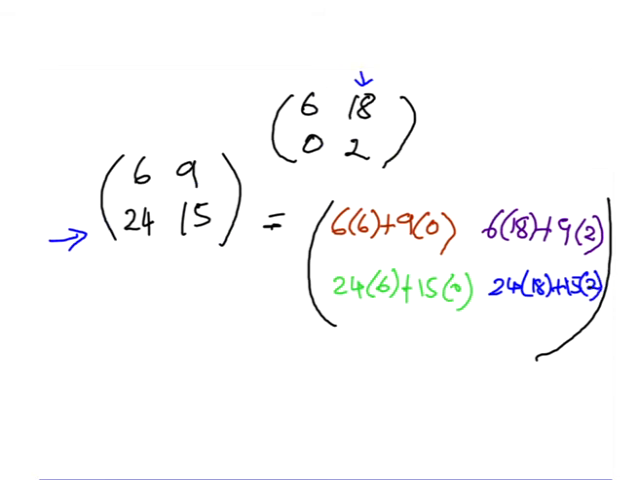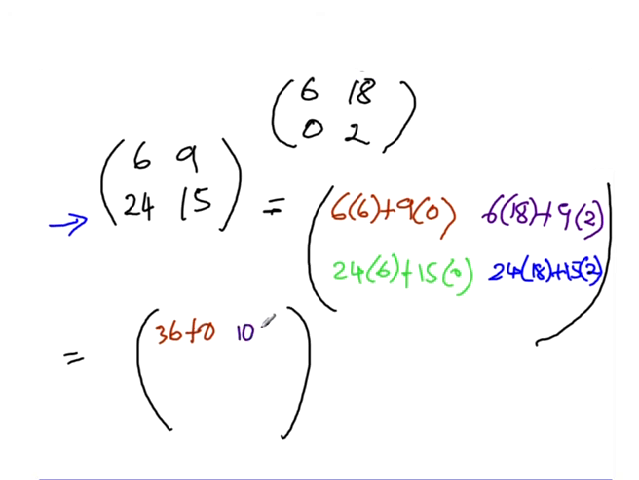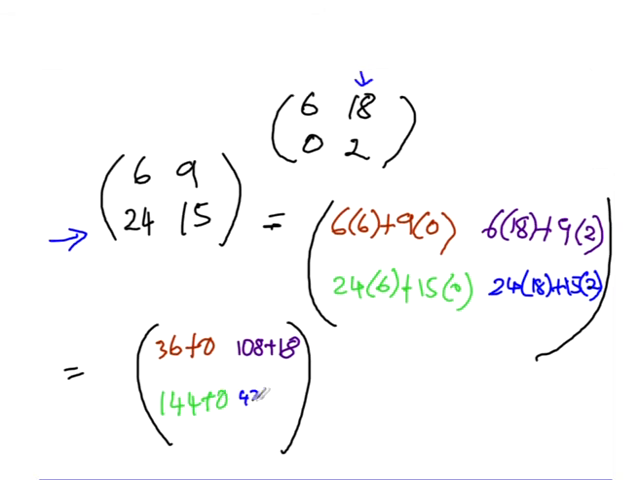Let's move on to compute the final value. 36 plus 0, 108 plus 18, 144 plus 0, and finally 432 plus 30.